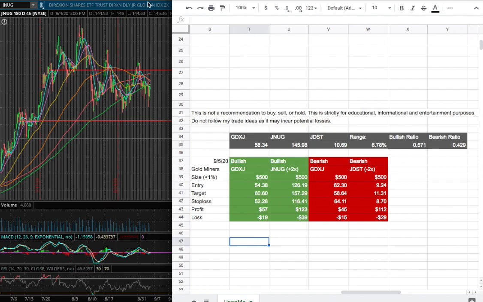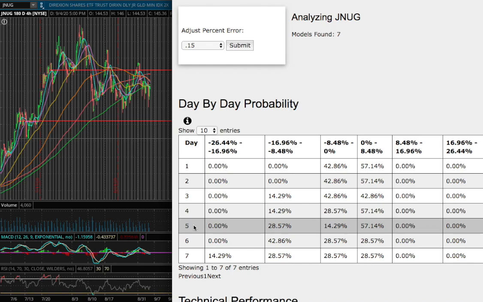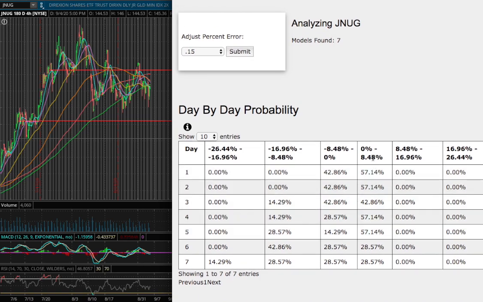$116.41. For the day-by-day probability model for JNUG, as we progress to the 5th day or week of trading, we have a 57% chance for it to climb between 0 to 8.5%. And to the downside, we have a 14% chance for it to fall between 0 to negative 8.5%. And in the extreme case to the downside, a 29% chance for it to fall between negative 8.5% to negative 17%. These models are available in the link below, so do check it out.